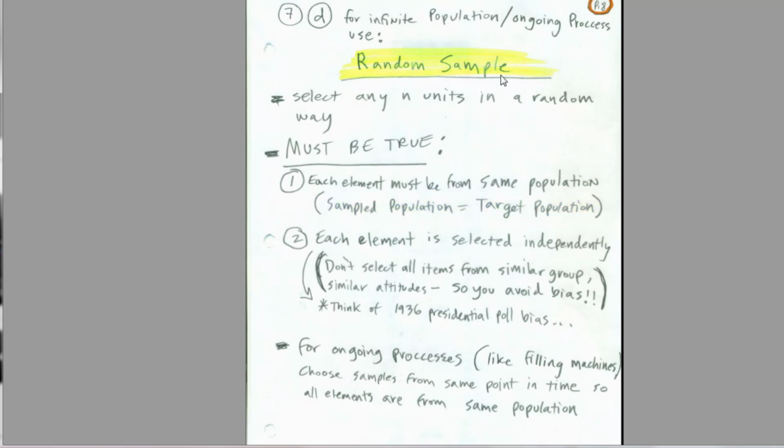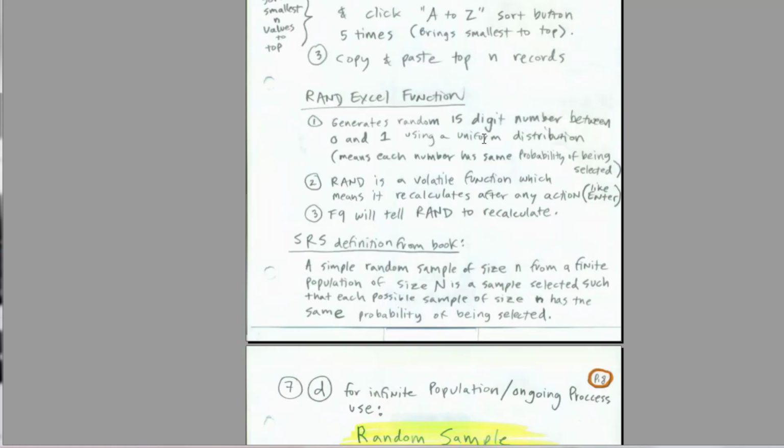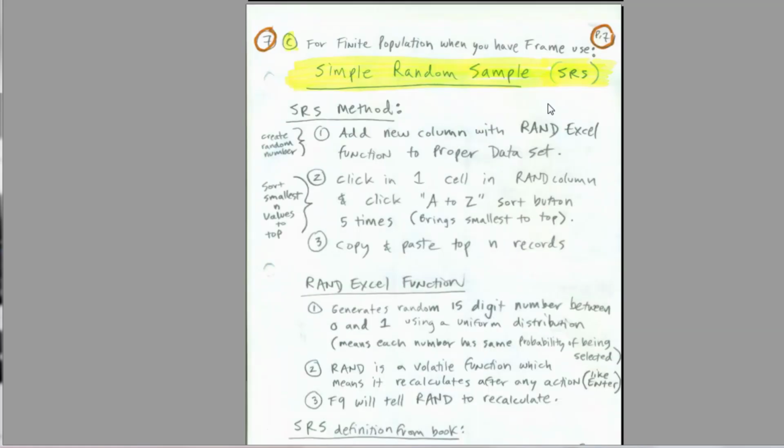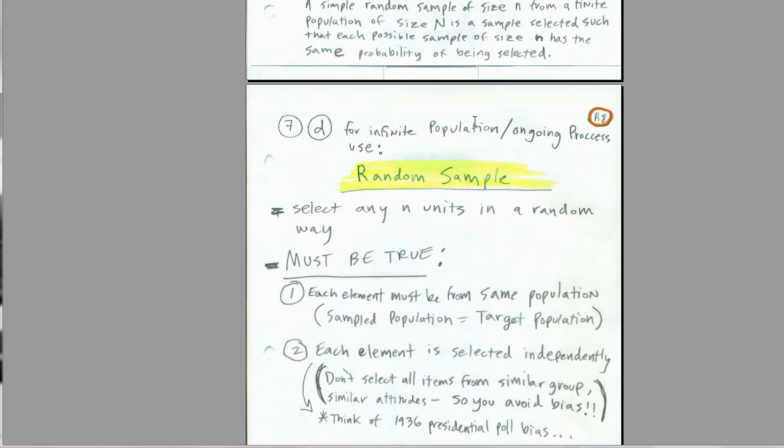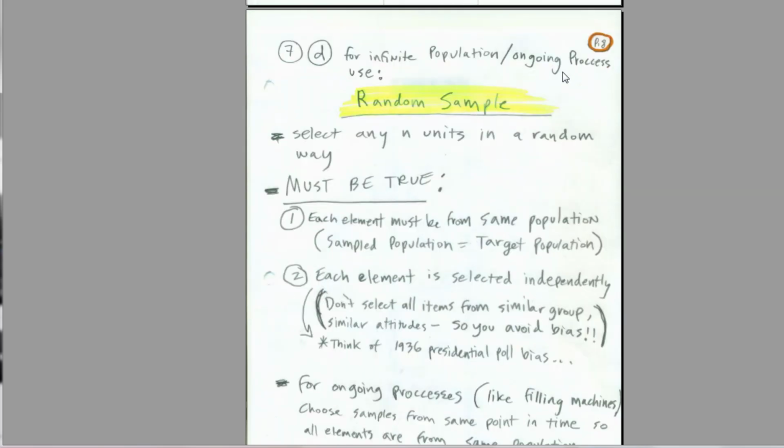Now, for an ongoing process, people walking in, or an infinite population, remember, we don't have that frame, that list. If we look up here for simple random sample, we're actually going to have the frame sitting right there. So that's all of the items that are sampled and the target. But down here, if it's infinite or an ongoing process, we have to be really careful that the sampled population is equal to the target population. The second thing that must be true is each element is selected independently. This is so we don't have bias.